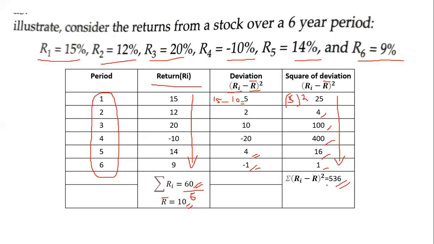we get 536. So we have seen, first we have to calculate the average return, then we do the deviation, that is the return minus the average return, R bar. Now we have to square the deviation. Now moving further for the calculation.